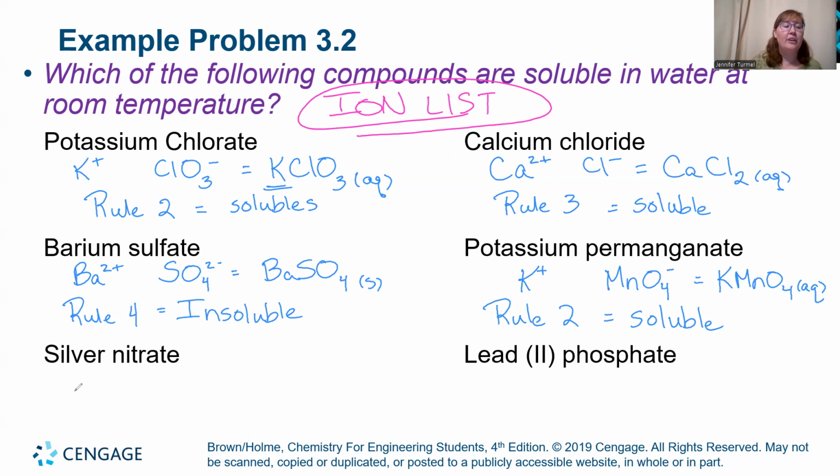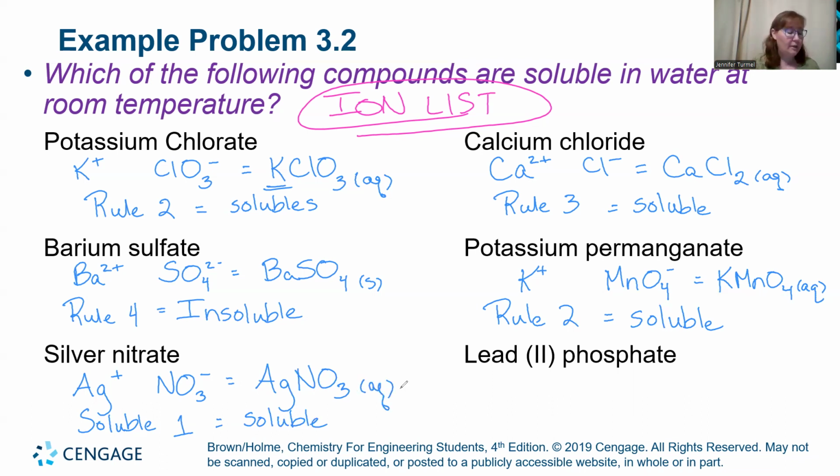And then we have our silver nitrate, which is going to be Ag plus with an NO3 minus. Now, there aren't many silver compounds that are soluble in water, but you notice with our AgNO3 that we have a nitrate. So our rule number 1 tells us that nitrates are always soluble. So this is going to be a soluble compound, and we can mark it as an AQ.